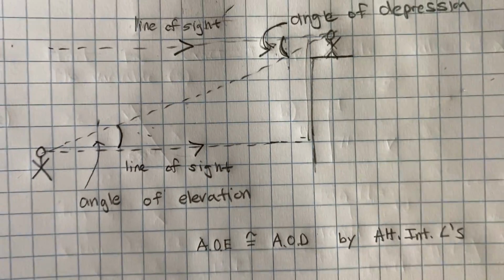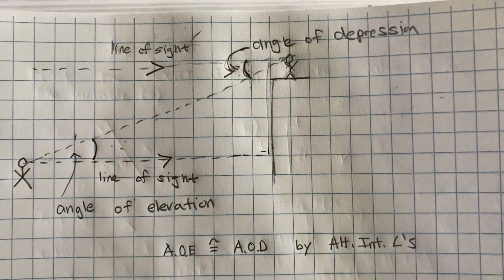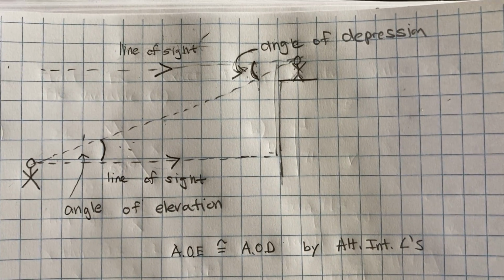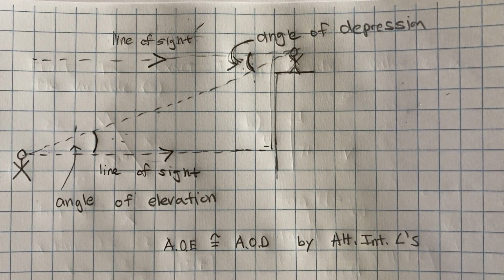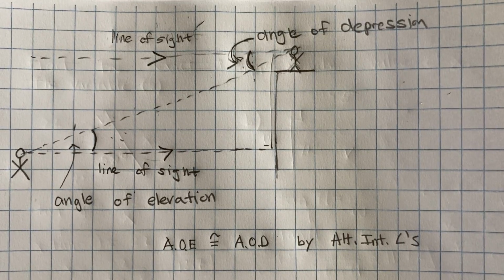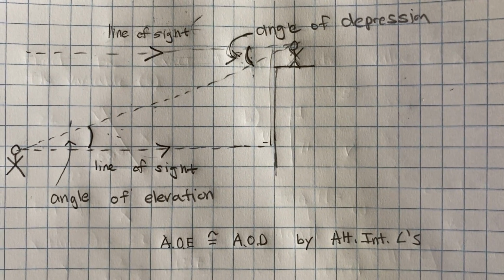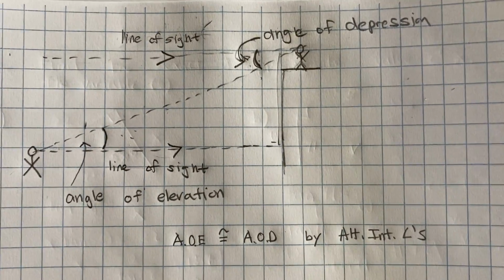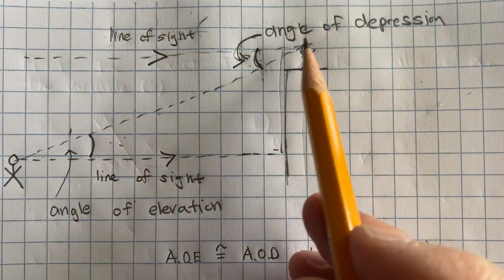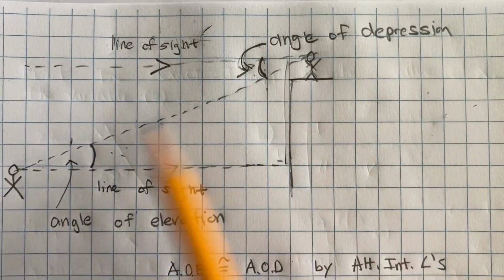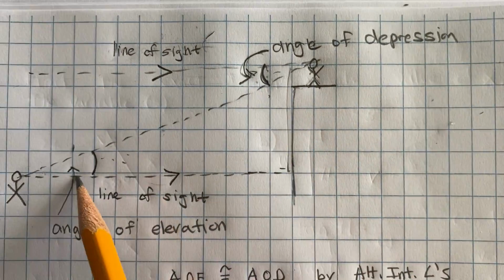So that's just a quick overview of angle of elevation and angle of depression. Know the terminology, know how to draw the picture, and know that they're essentially the same angle because these lines are parallel. This is the transversal that cuts through those parallel lines, so these angles are congruent.